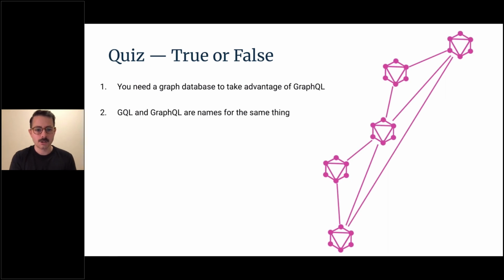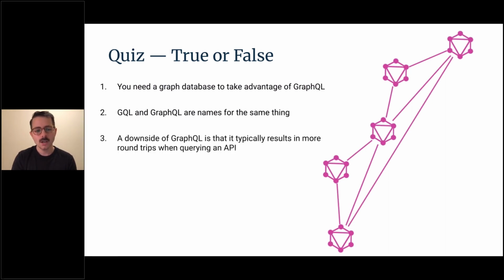Next up, GQL and GraphQL are names for the same thing. It's so tempting to truncate GraphQL down to GQL, but there are a few other things that it collides with, so it is a bit confusing. So they are not the same thing. This is false. Number 3, a downside of GraphQL is it requires more round trips when querying an API. Again, this is quite simple, but that is not true. There are actually fewer round trips required with GraphQL because you can encode more in a query and get more nested results back from the API.